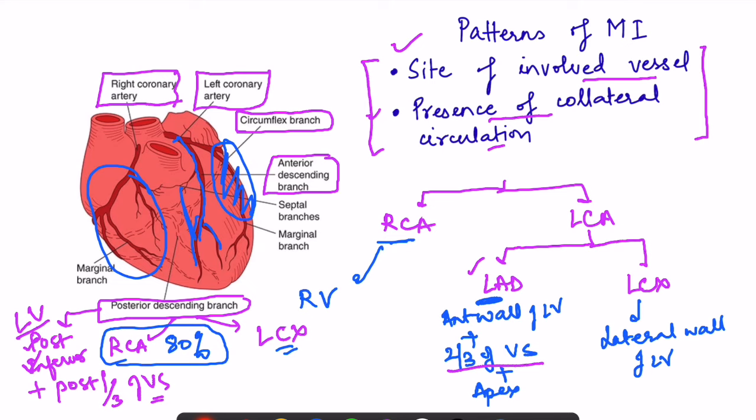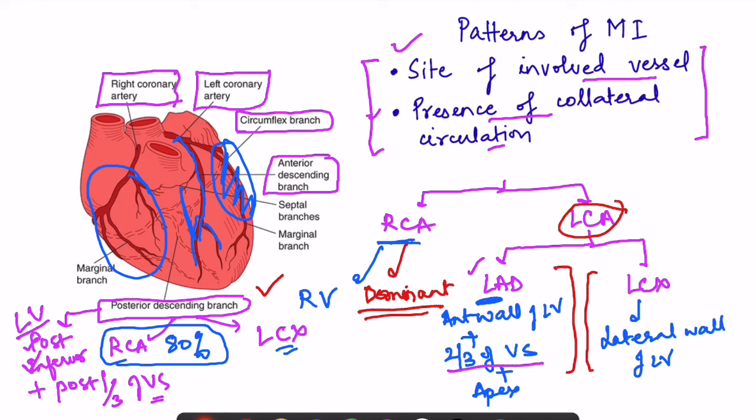Because this branch is arising from the right coronary artery, by convention, the right coronary artery is known as the dominant artery of the heart. Okay, dominant artery. Remember, whichever artery this posterior descending branch is arising from, that is known as the dominant artery. Yes, I understand that actually the left coronary artery is supplying the major part of the heart, but still by convention, from whichever artery the posterior descending branch is arising, that is known as the dominant artery. 80% of the time it is the right coronary artery and 20% of the times it is the left circumflex artery. So here I discussed the blood flow.